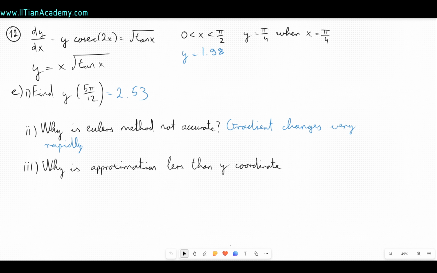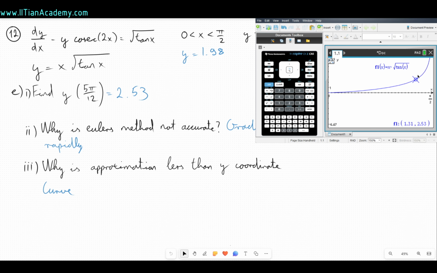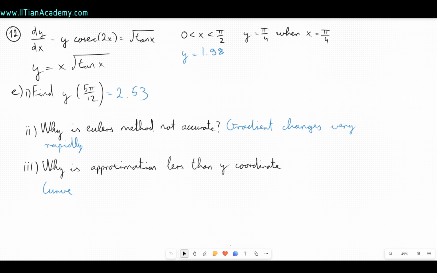And then we need to state why this approximated value is less than the actual value, and we need to consider that the curve is concave up, and so obviously the graph is going to grow at a quicker rate, so we will have a bigger value than what we approximate. So it's concave up. So it has to be larger.